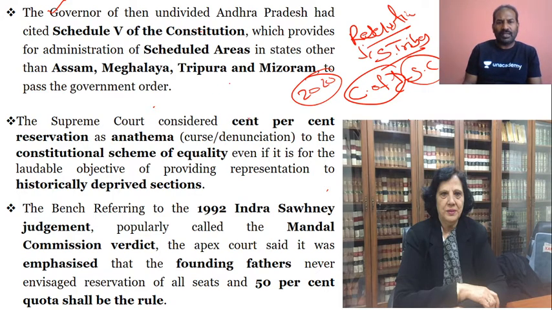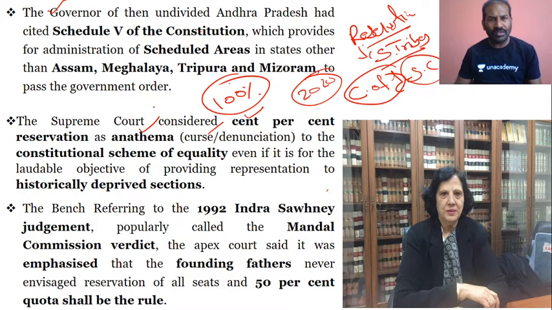The Supreme Court has considered 100% reservation as anathema. Anathema means it's a curse. So the Supreme Court says very clearly that 100% reservation is not correct. Even if it is in regards to scheduled tribes in scheduled areas, or scheduled castes, or other backward classes, in regards to any kind of reservation, the Supreme Court considers that 100% reservation is not correct. It is a curse. In fact, what it is saying is anathema.